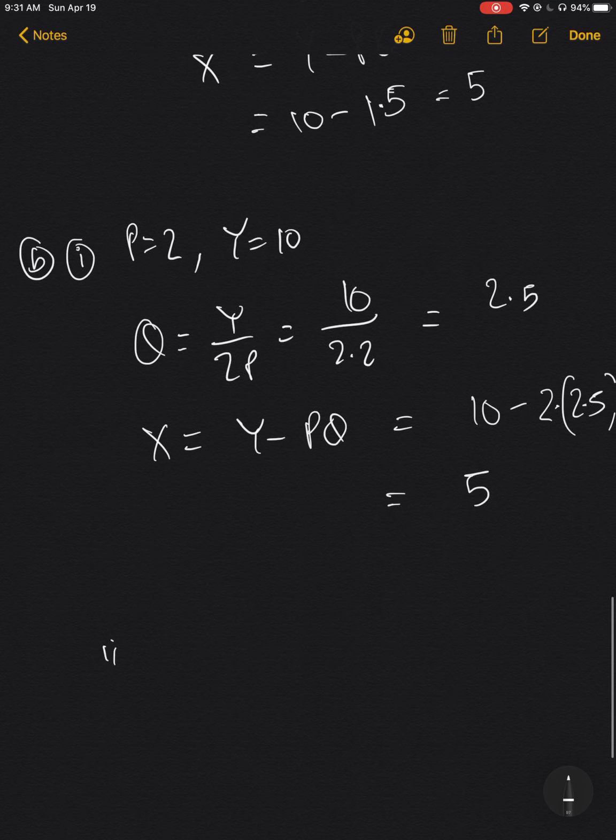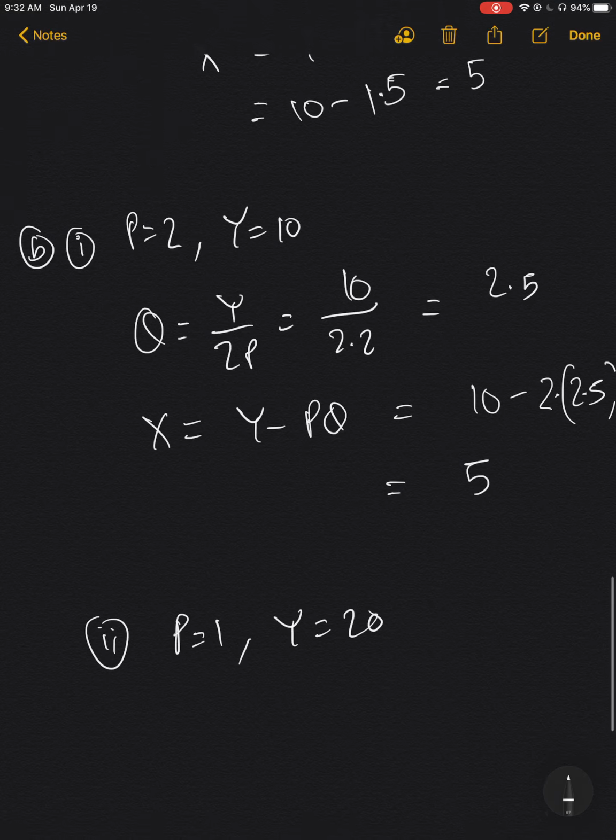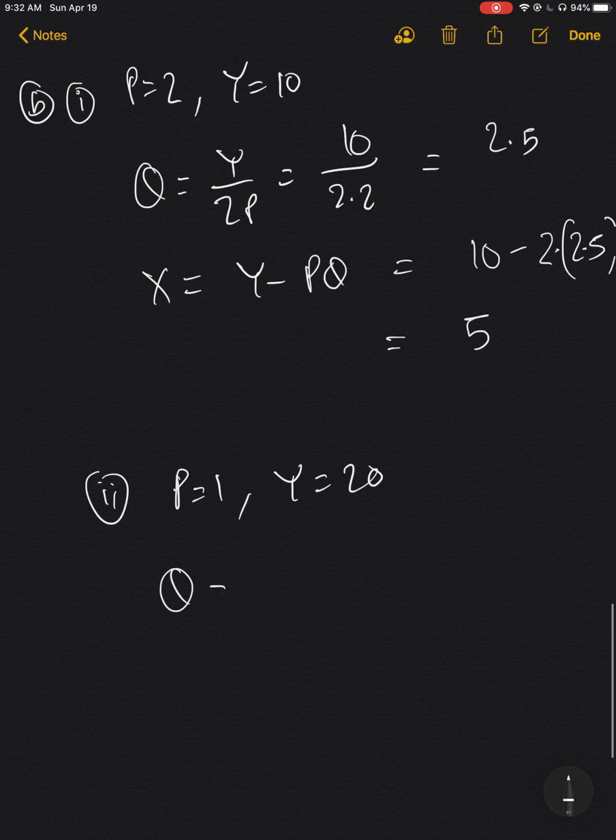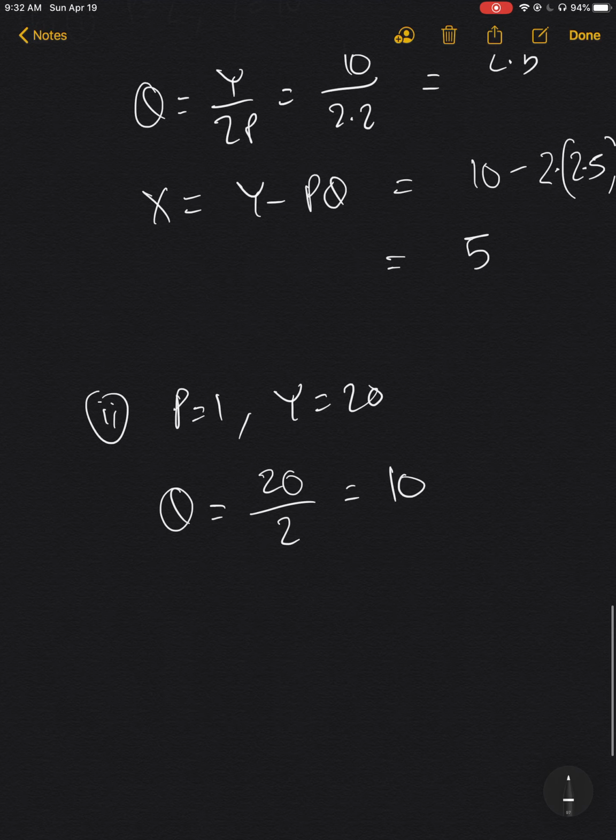And Roman 2, pollution stays the same, P equals 1, but now Y increases to 20. So we do the same thing again, re-optimizing to find the optimal level of Q and X. Q equals Y divided by 2P. Now Y is 20, P is 1, so Q is 10. X is Y minus PQ, with Y 20, P 1, Q 10. So the optimal level of X is 10.